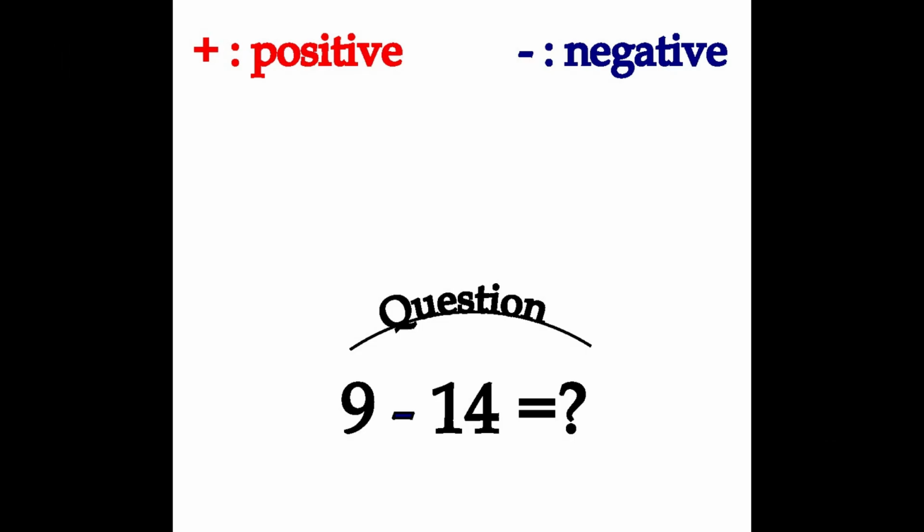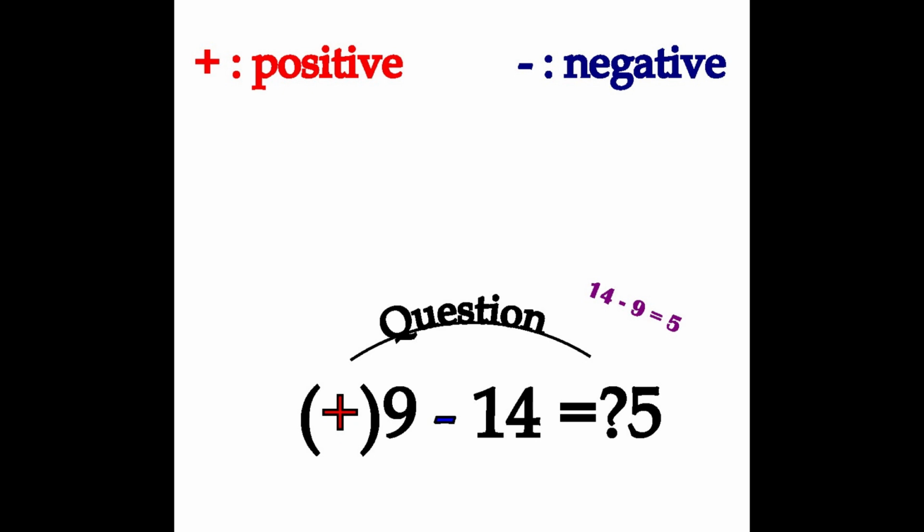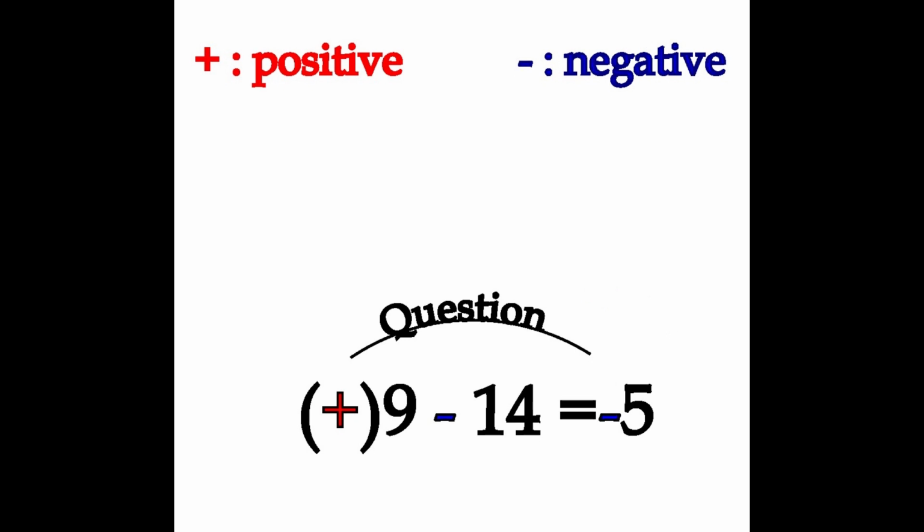9 minus 14, 9 is positive, 14 is negative. Different signs. So we subtract. 14 minus 9, we all know that's 5. And what sign will 5 have? 5 will have the negative sign because 14 was the bigger number in the question, and 14 was negative.